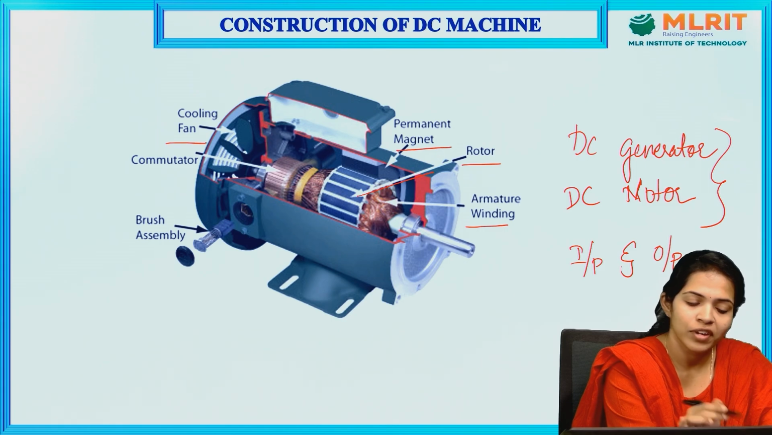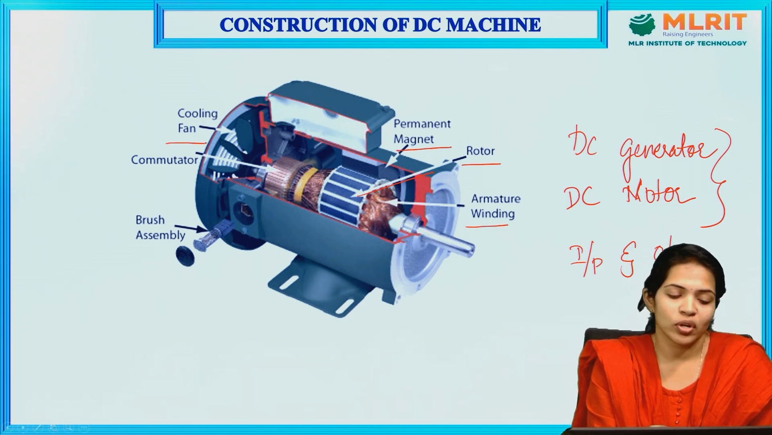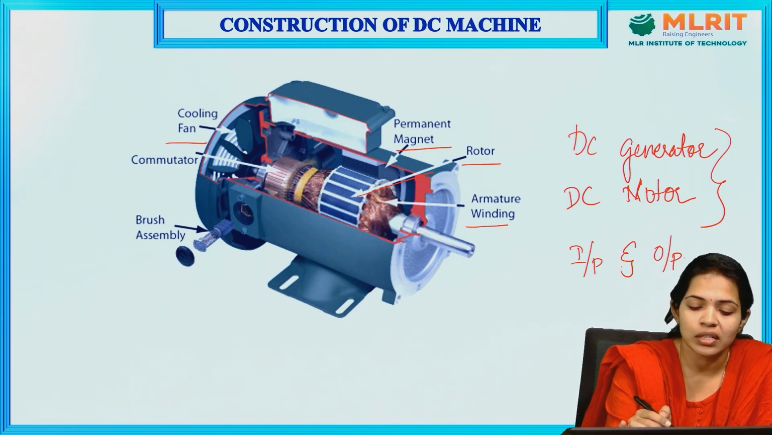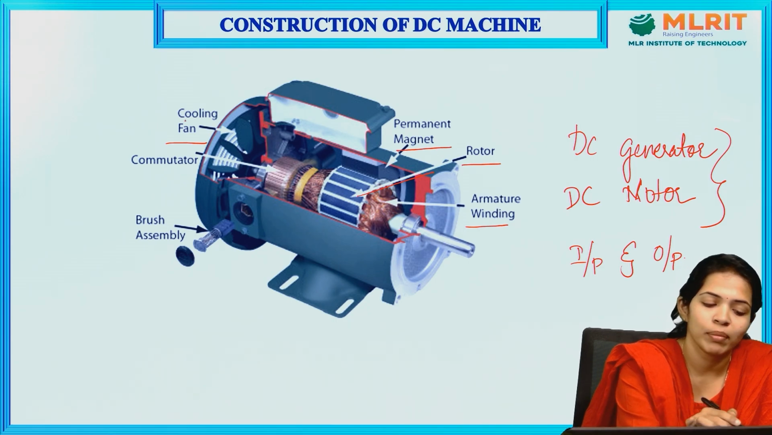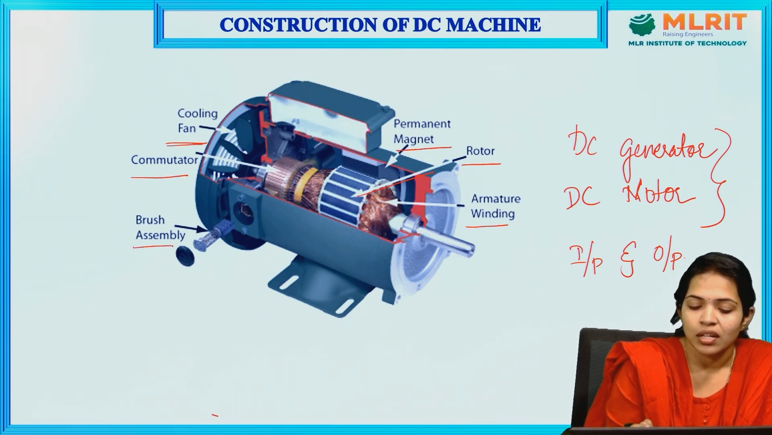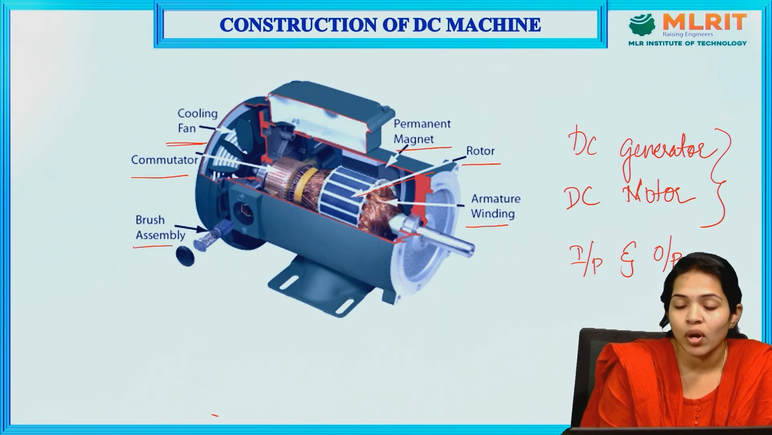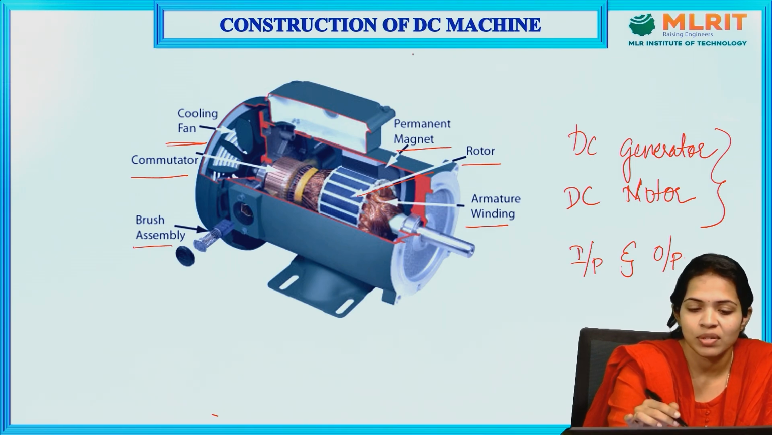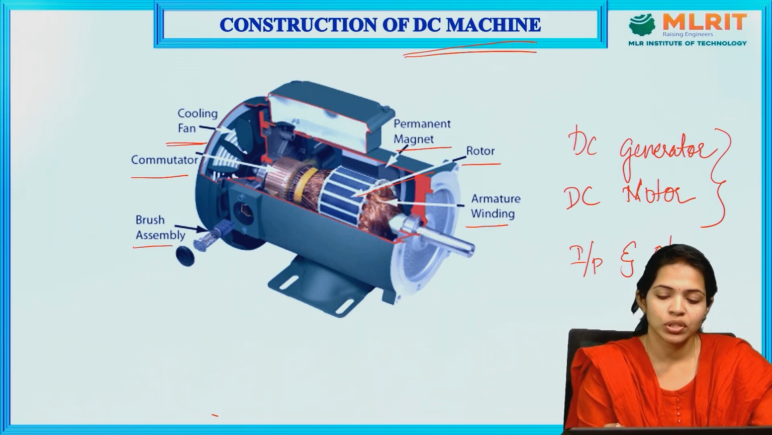Here is a cooling fan. Whatever heat is produced during the current flow in the DC machine is cooled by this cooling fan, and here are the commutator and the brush assembly. We'll be discussing in detail all the constructional parts of a DC machine in the coming slides. Moving on to the next slide.